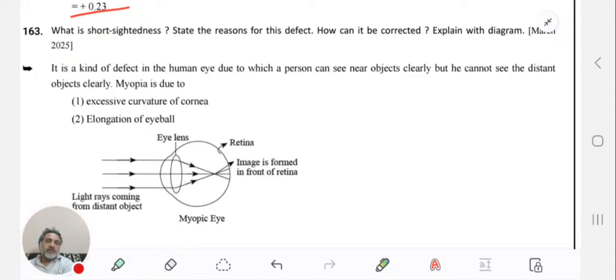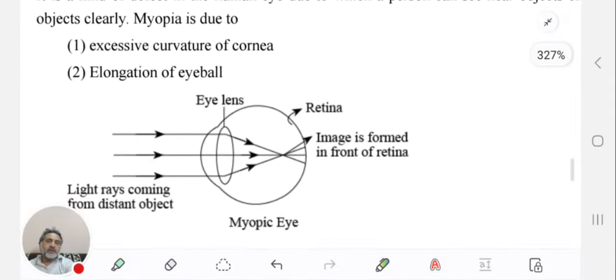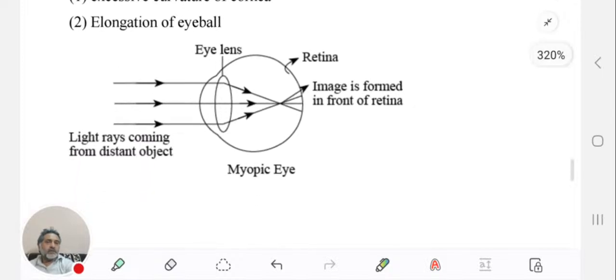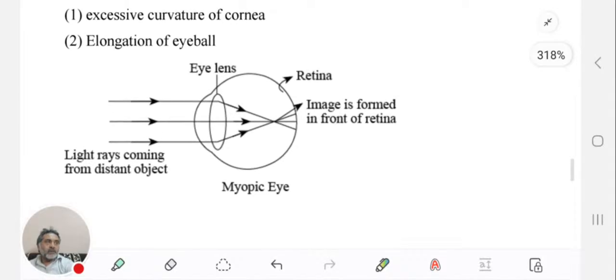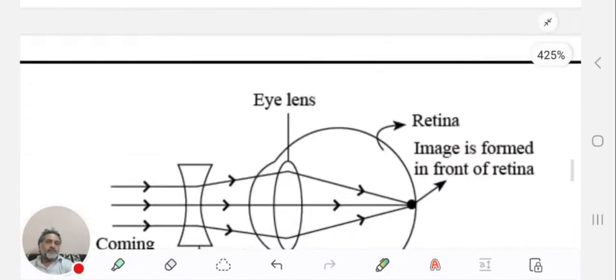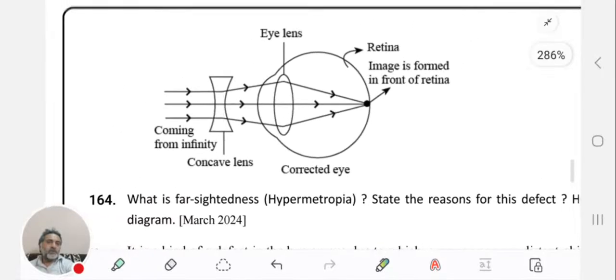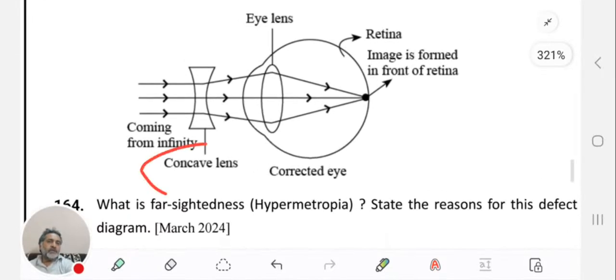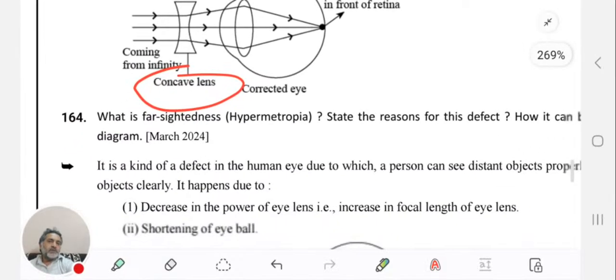Myopia is due to 1. Excessive curvature of cornea and elongation of eyeball. Light rays coming from distant object, eye lens, retina. Image is formed in front of retina. Myopic eye. જોઈ લો. જોયું. ઓકે, કમિંગ ફ્રોમ. તો શું કરવું જોઈએ આપણે? કયો લેન્સ લગાડવો જોઈએ? કોન્કેવ. યસ, જેનથી ડિફેક્ટ જતું રહે. હા.